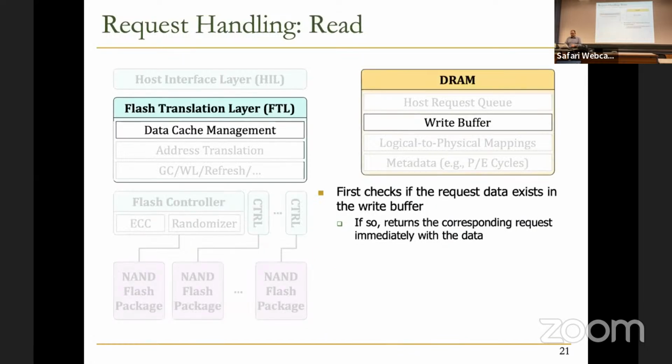Okay, good. So now that we are done with write, let's see what happens when we want to read. The host system sends a read request. And then at the FTL, we need to first check if the requested data exists in the write buffer. And we might be lucky, right? Which again is not a frequent case, because most of the time you don't really have that locality. But it can also be the case that you find your data in that write buffer. If that's the case, you just return the corresponding request immediately with the data.